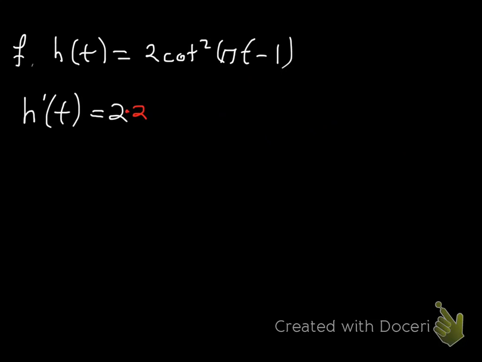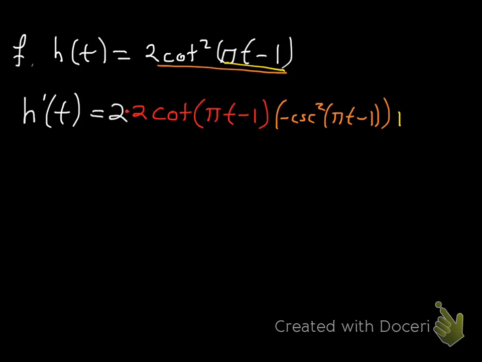So we're going to have to use the chain rule twice. h prime of t is equal to 2, okay, and that's using the power rule. The 2 is coming down from the cotangent squared, times cotangent of pi t minus 1, and that's the first power. So that cotangent of pi t minus 1 was squared. The 2 came down. Now we're applying the chain rule, and we have to take the derivative of cotangent of pi t minus 1. So the derivative of cotangent is negative cosecant squared of pi t minus 1.